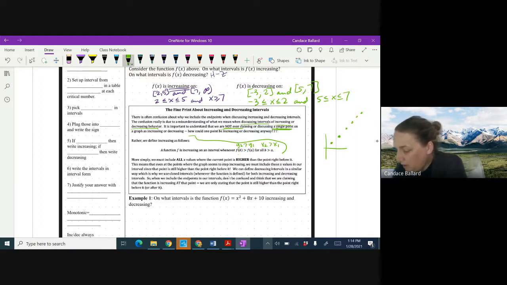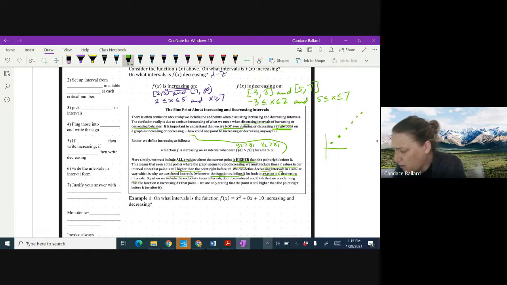More simply, we must include all x values where the current point is higher than the point right before it. This means that even points where the graph seems to stop increasing, we must include those x values in our interval, since that point is still higher than the point right before it. So basically we're saying we want to keep it closed, okay? We can define decreasing intervals in a similar way, which is why we use closed intervals whenever a function is defined for both increasing and decreasing intervals.